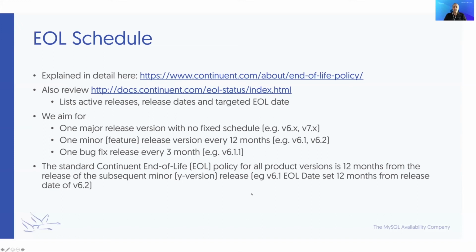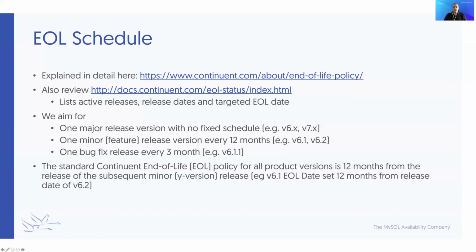Our end-of-life policy also outlines how we determine the end-of-life date for a product. In summary, each minor release level, so the 6.1s, the 6.2s, etc., is given a 12-month end-of-life notice period from the release of the subsequent minor release.